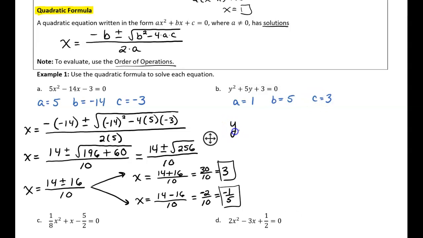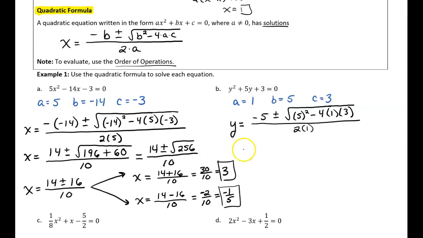So let's take our quadratic formula. We'll make this y equals since that's our variable. But I'm going to follow the same setup on the other part of the formula. So negative b, well, that's negative 5, plus or minus the square root of 5 squared minus 4 times a times c, so that's 1 times 3. All of this divided by 2 times 1.